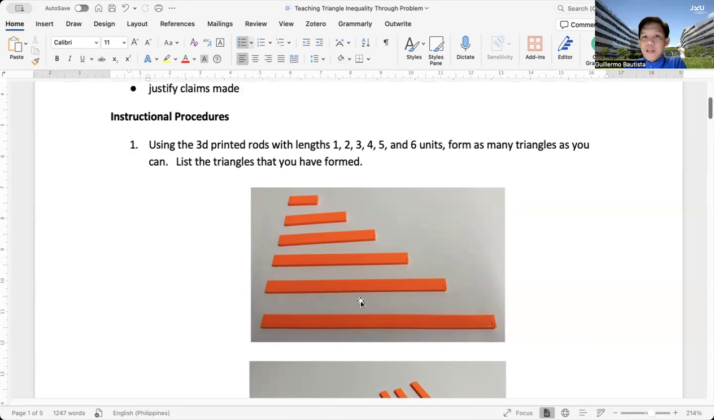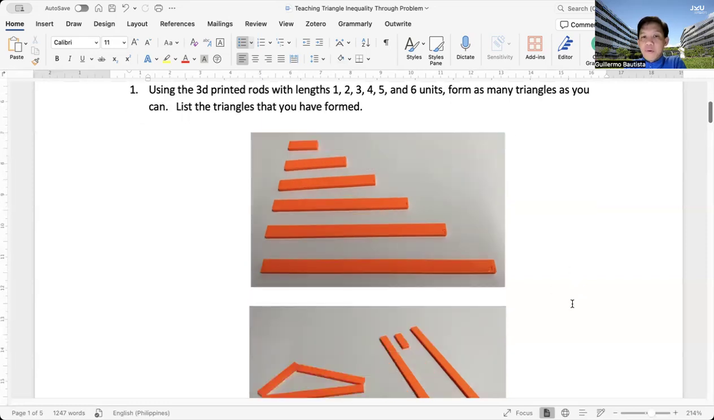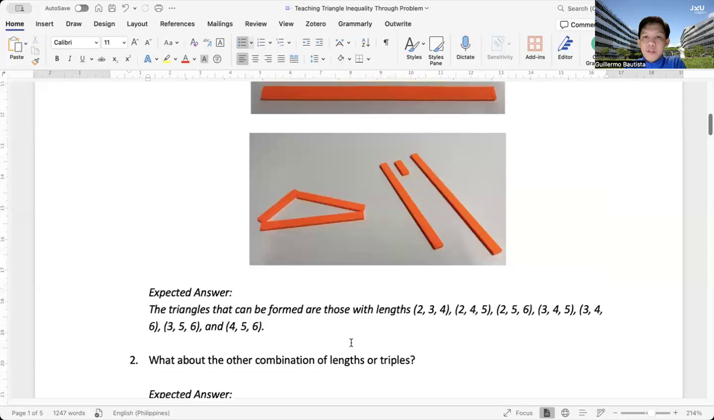So here I have 3D printed rods, and they will use this to form a triangle. And of course, they will discover that not all triples can form a triangle, and that's what they will discover. So I want them to list the triangles that they have formed. So these are the expected answers.